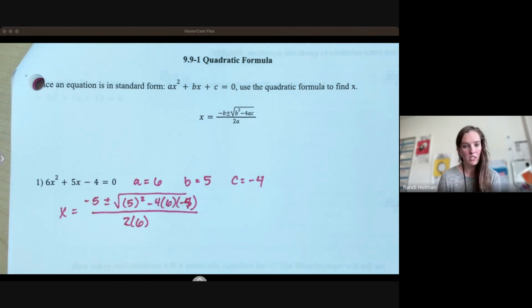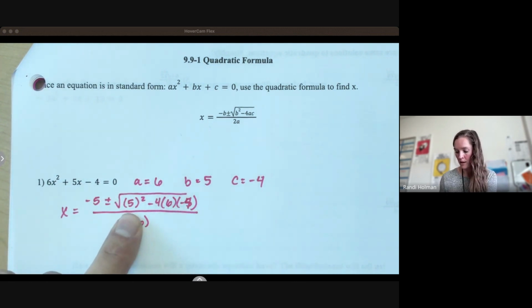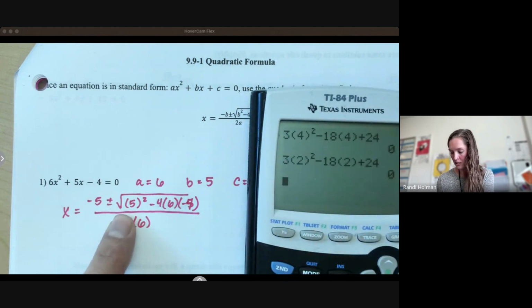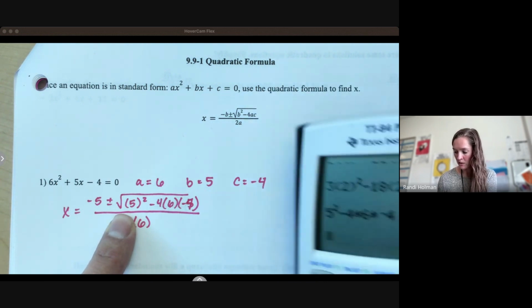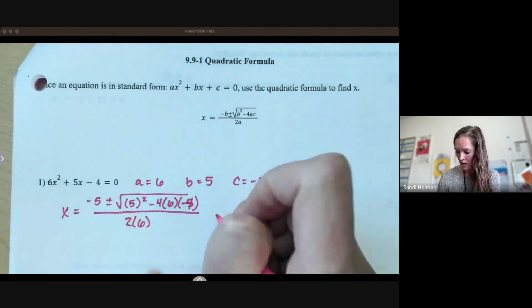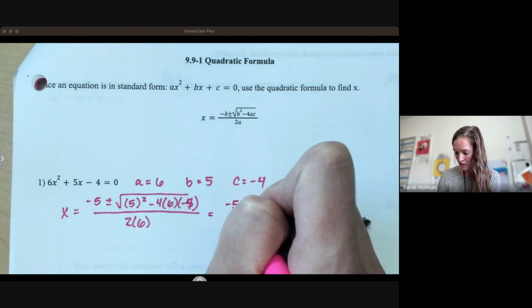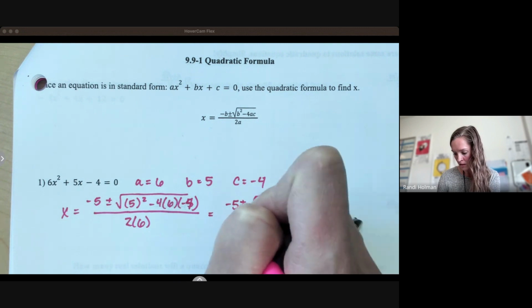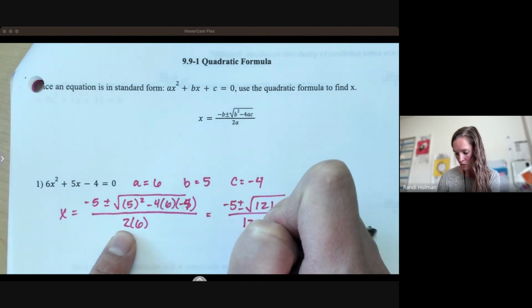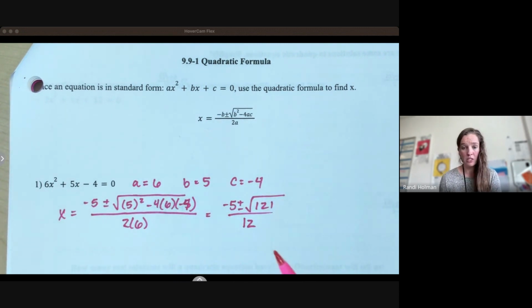And now our task is just to simplify this expression. So we're going to do everything inside that radical first. That is a grouping symbol. If you want to, you could do this by hand, or you can type that whole thing into your calculator, the square root of 5 squared minus 4 times 6 times negative 4. And we'll get 121 in this case. So now this is negative 5 plus or minus the square root of 121 over 2 times 6, which is 12. Then we just keep simplifying from there.